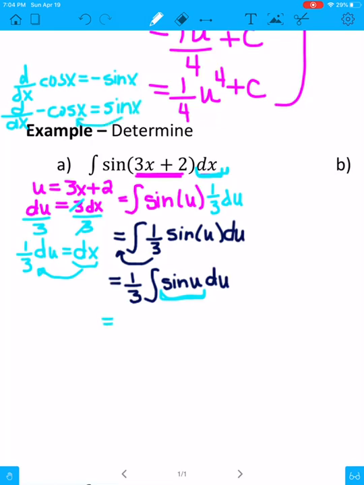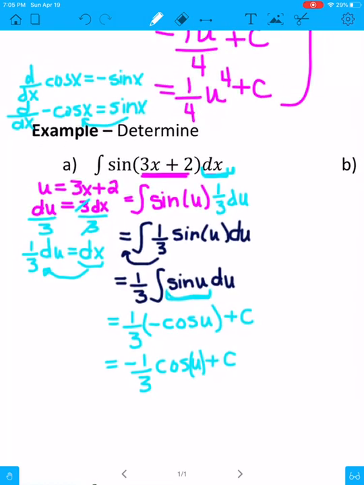So I'm going to get 1/3 times negative cos x, or cos u in this case. And then the du goes away when I take the antiderivative of it, so I get a plus c at the back. Well, 1/3 times negative cos u, I can rewrite as negative 1/3 cos u plus c. And a lot of people will stop here. But remember, we can't leave it as a u because the original question has x's. So you have to replace this u back with 3x plus 2.